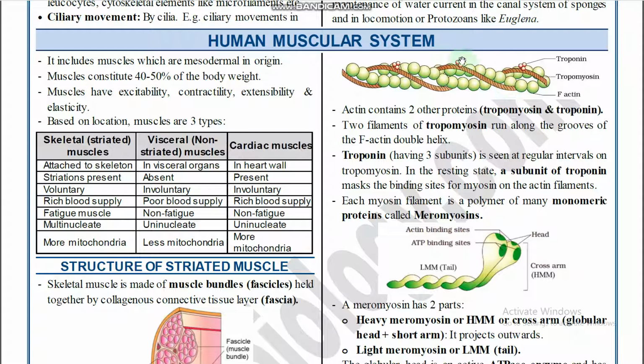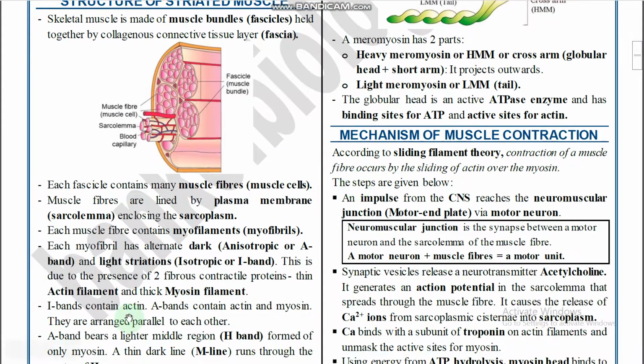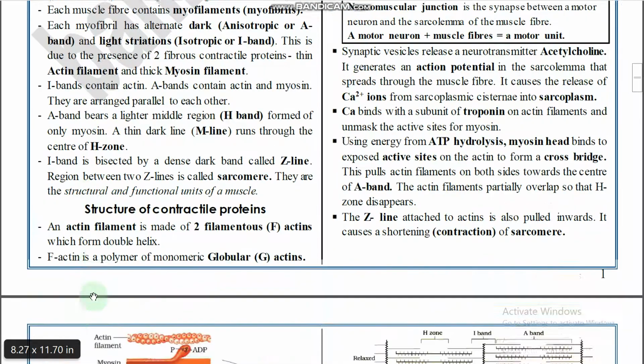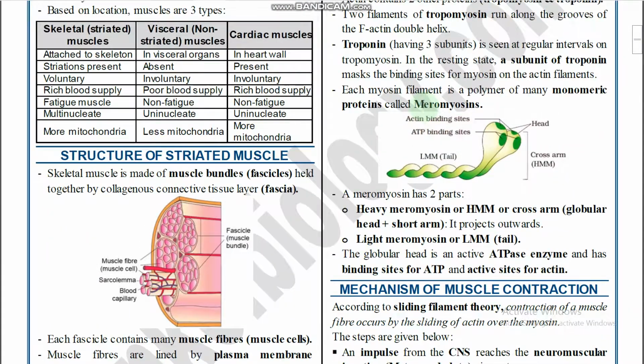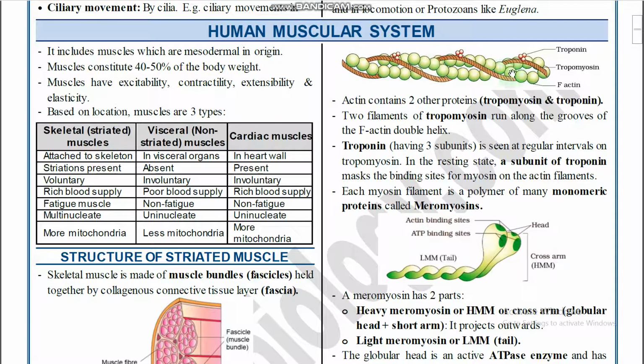So this is the polymer structure, and so many G actins are present. Here it is given, F actin is a polymer of monomeric globular G actin. So each F actin is a polymer structure formed by many monomeric G actin units, right? And next, actin contains two other proteins, tropomyosin and troponin.